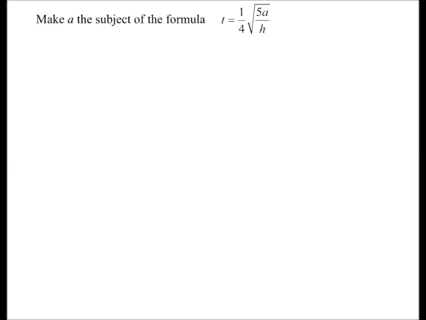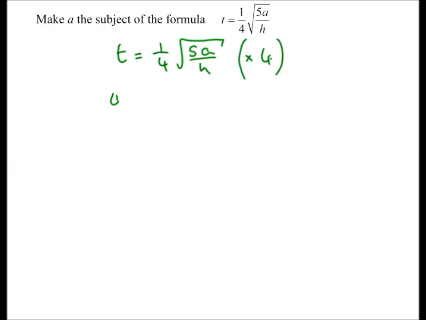Now we're asked to make a the subject of this formula. Again, I'm going to think about what I'm doing to a. So the first thing I do to a is I times it by 5, then I divide it by h, then I square root it, then I times by a quarter. So the first thing I'm going to undo is the times by a quarter, and the inverse of times by a quarter, well, I could divide by a quarter, but dividing by a quarter is the same as timesing by 4, so I'm going to times by 4 on both sides.